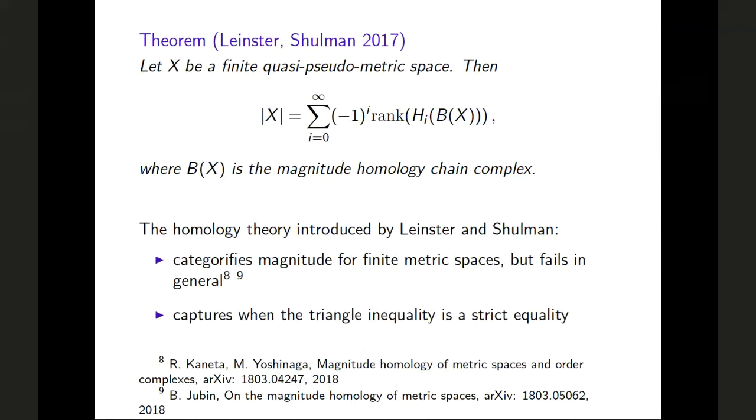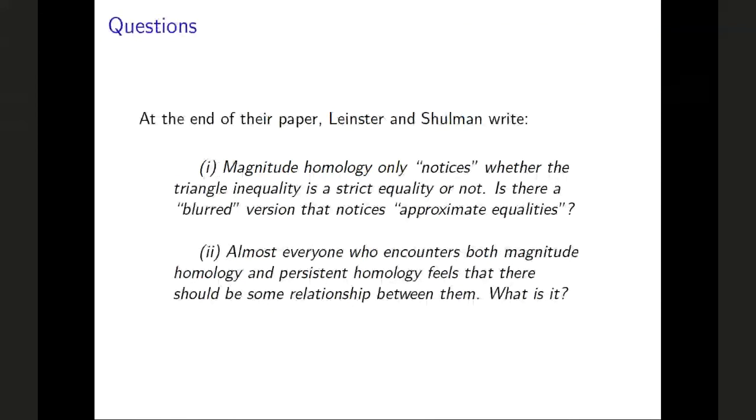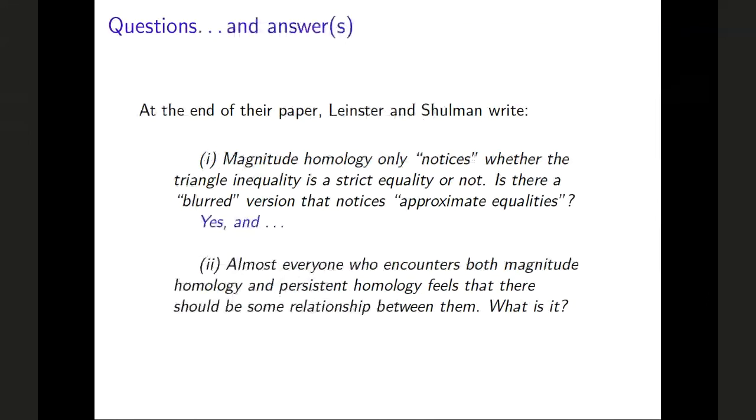And so at the end of the paper, Lenzer and Schumann list a series of open questions, and two of these are whether there is what they call a blurred version of magnitude homology that does not only capture when the triangle inequality is strict. And the other one is that somehow one always has the feeling, when one first sees magnitude, for example this plot of the magnitude function for the metric space of 2 points, that it should somehow be related to persistent homology in a way or another. And they ask if there is some relationship. And so I will, in the next couple of slides, at least give my own answer to this question.